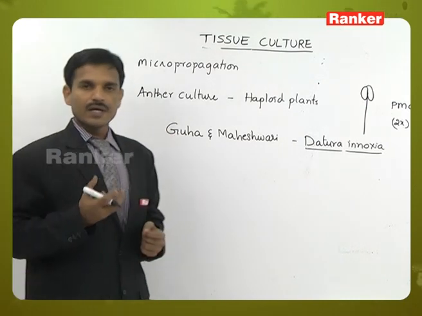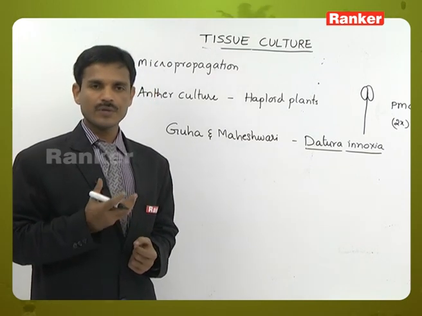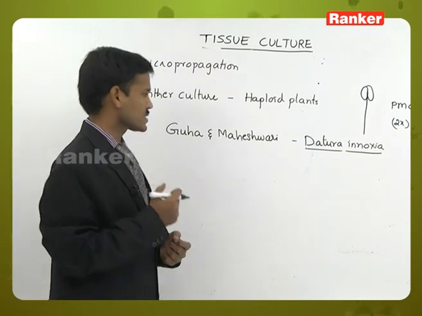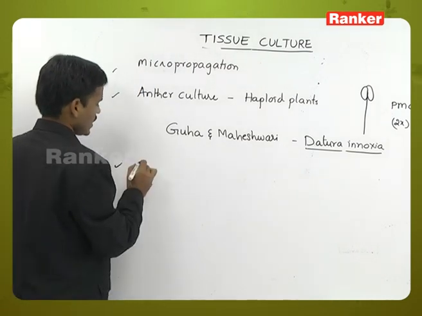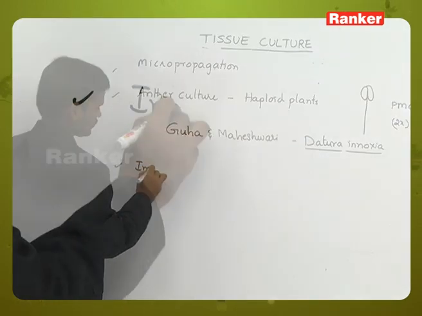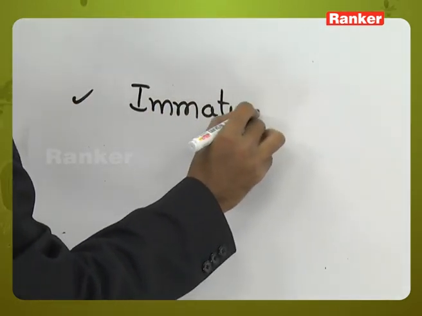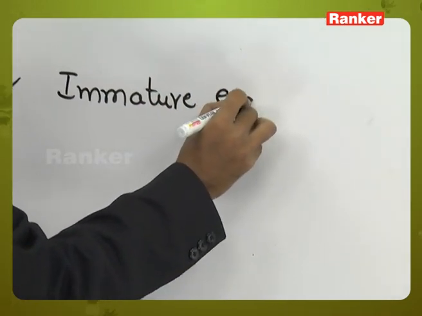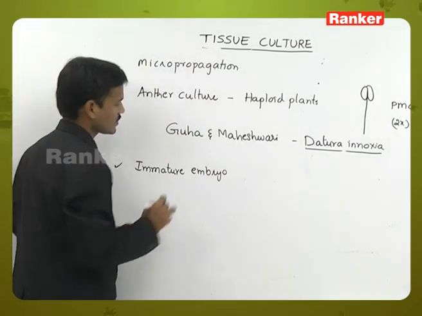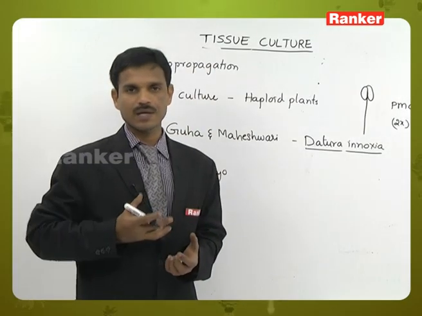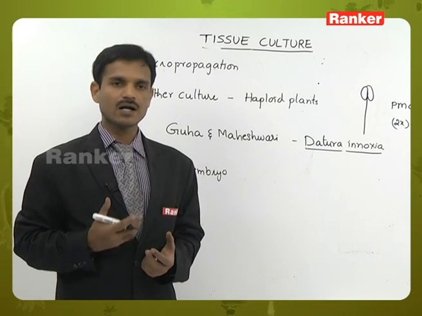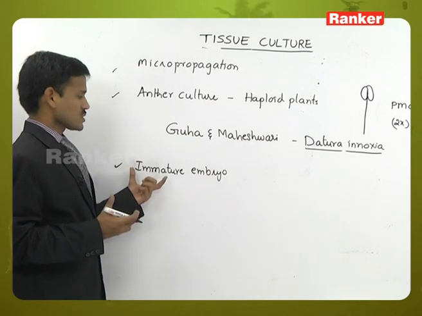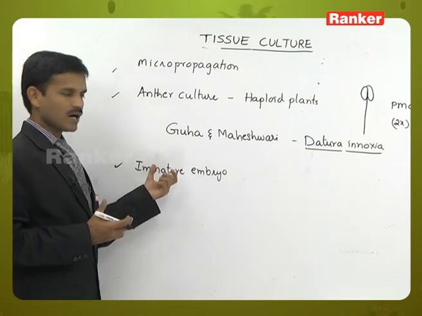Embryo culture, or other parts, can also be cultured and developed into new plants. Sometimes the embryos are immature. After sexual reproduction, the zygote develops. The zygote develops into an embryo. The embryo sometimes cannot develop into a new plant for some reason, either genetic or environmental. So some embryos are immature or cannot develop properly.